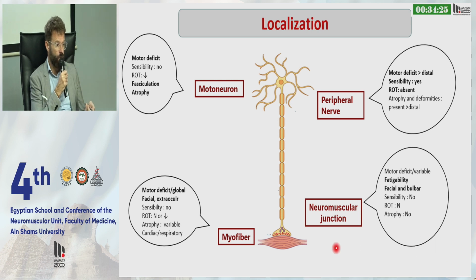muscular weakness. And then if we go at the last part of the neuromuscular unit, the myofibers, what we can appreciate is a motor deficit that can be global, that can be facial, that can involve, for example, the extraocular muscle. There is no alteration of the sensibility. The reflexes can be normal or reduced, and we can have this atrophy associated with cardiac or respiratory involvement.